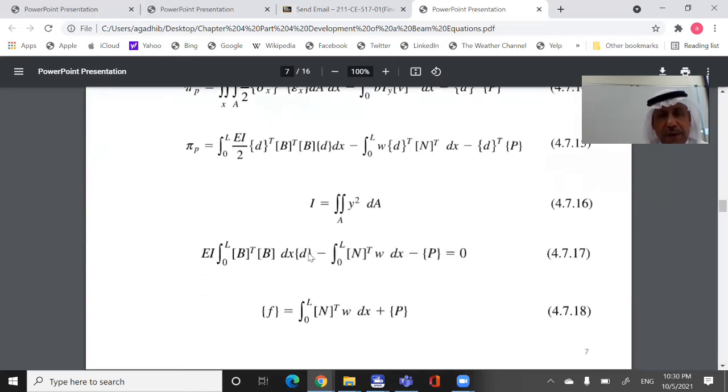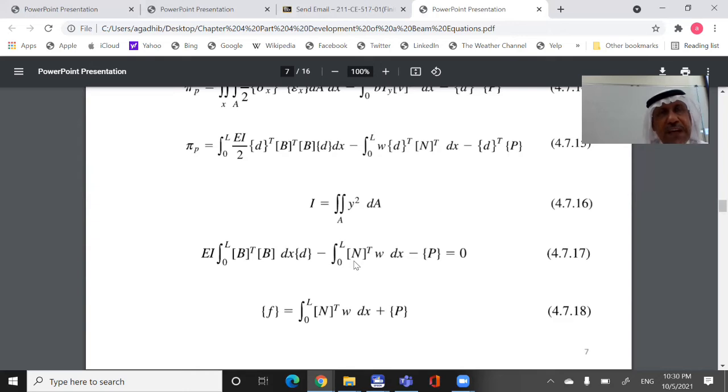Okay. So this is what you will get when you take pi with respect to D. We said instead of D square, the 2 will be cancelled and you'll have only one D. You see? This D transpose is gone. When you take this with respect to D, the D transpose will be gone. And you have only W with N transpose. Okay. And here, we have P.